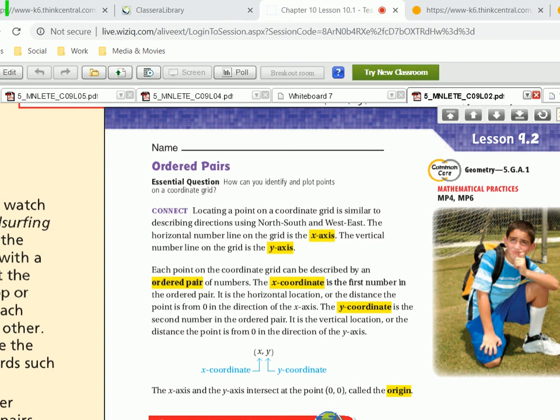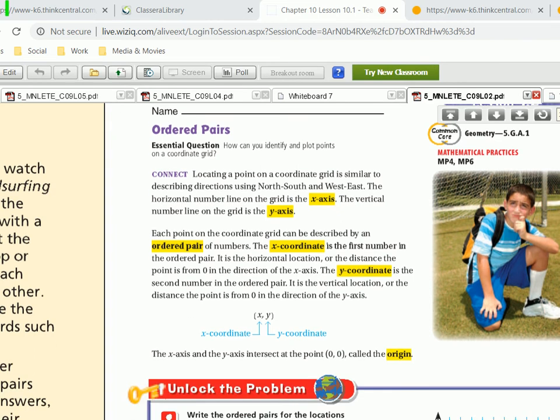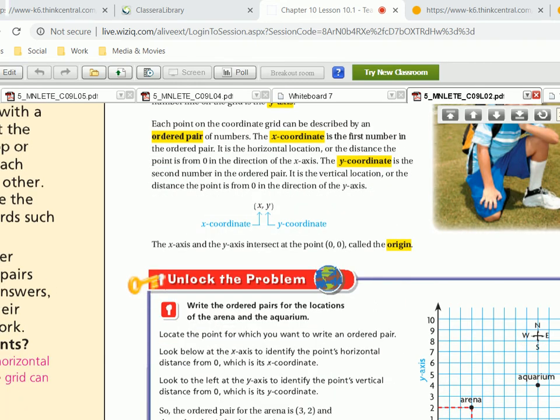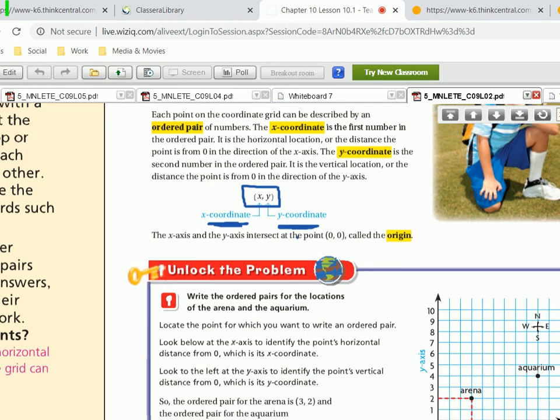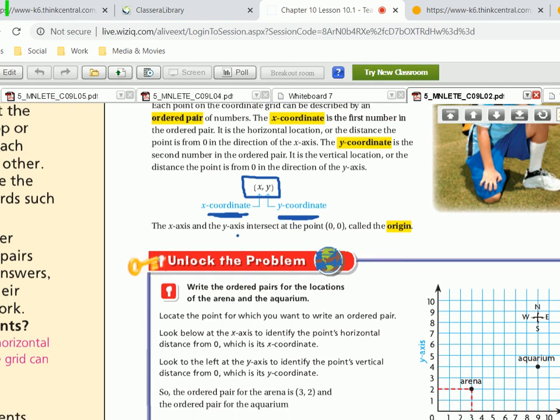Today's lesson is titled ordered pairs. Firstly, you have to know that an ordered pair is two brackets with two numbers between them, separated by a comma. The first number is called the x coordinate and the second number represents the y coordinate. The x and y axes intersect at one point, which is 0 and 0, called the origin.